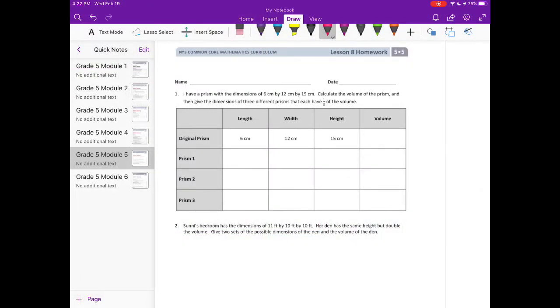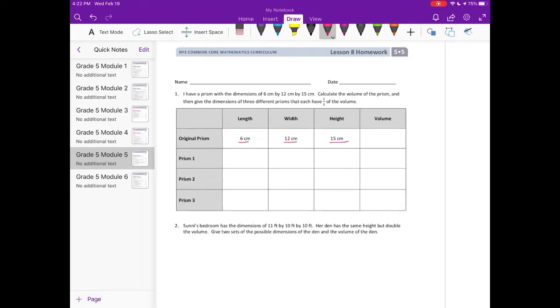Module 5, Lesson 8 homework. Number 1. I have a prism with the dimensions of 6 centimeters by 12 centimeters by 15 centimeters. Calculate the volume of the prism, and then give the dimensions of 3 different prisms that each have 1/3 of the volume. So let's first figure out the volume of this first prism.